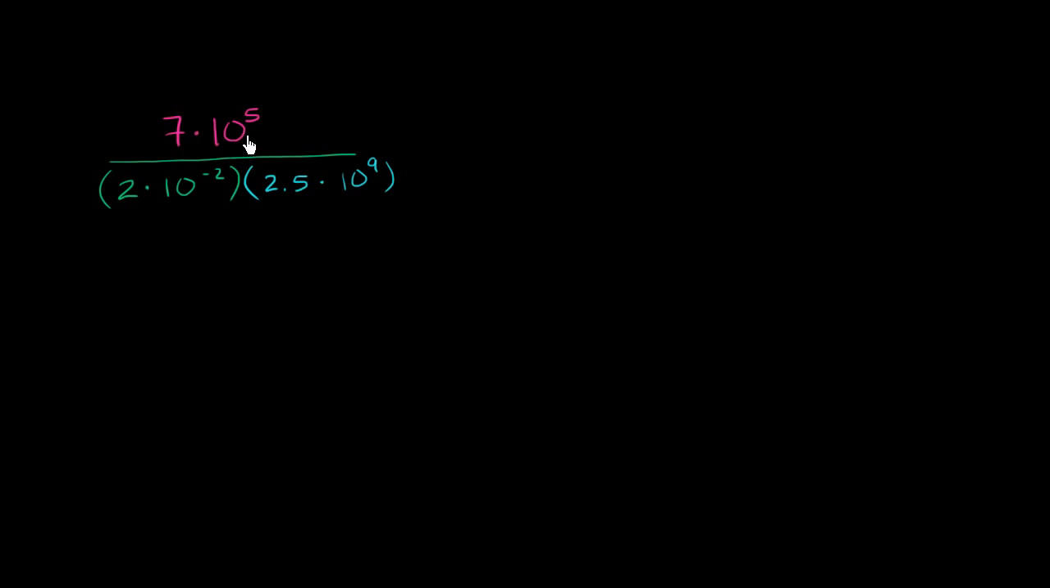We have 7 times 10 to the 5th over 2 times 10 to the negative 2 times 2.5 times 10 to the 9th. So let's try to simplify this a little bit. And I'll start off by trying to simplify this denominator here. So the numerator is just 7 times 10 to the 5th. And the denominator, I just have a bunch of numbers that are being multiplied times each other.